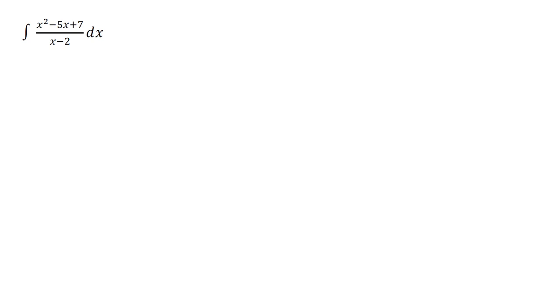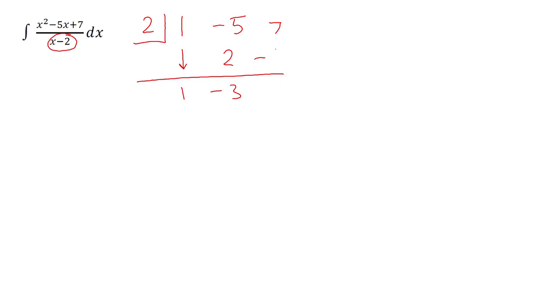So to use synthetic division, we'll put the 2 up in the box because that's what makes x minus 2 equal to 0. We'll put the coefficients 1x squared minus 5x plus 7 going across. We always drop the 1 down first, then multiply that by what's in the box, which makes 2. We'll add the two numbers, -5 and 2 makes -3, and then we'll multiply that by what's in the box, getting -6, add those together to get 1.